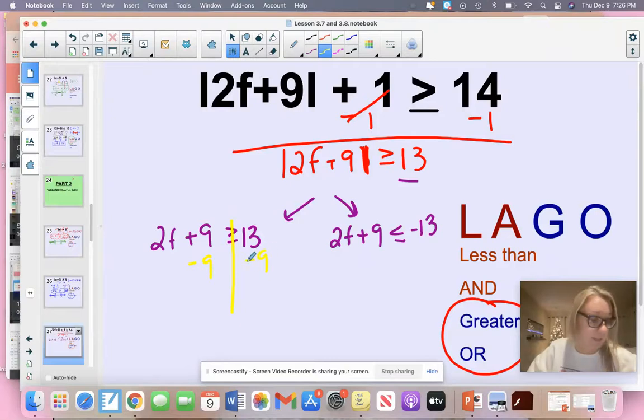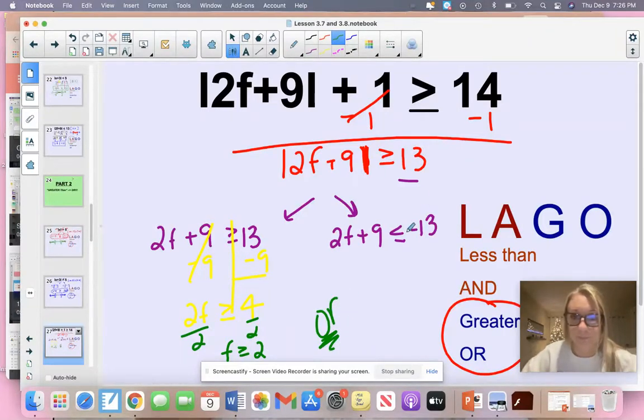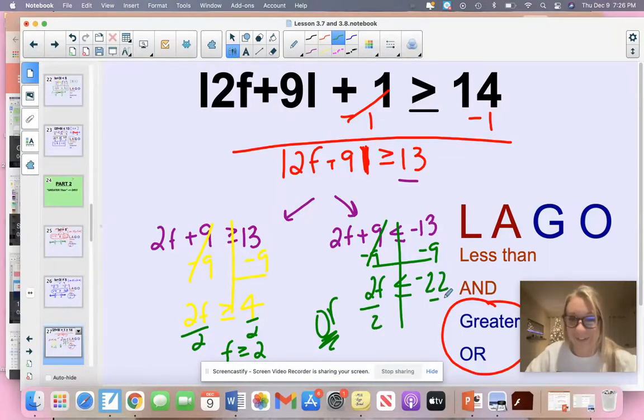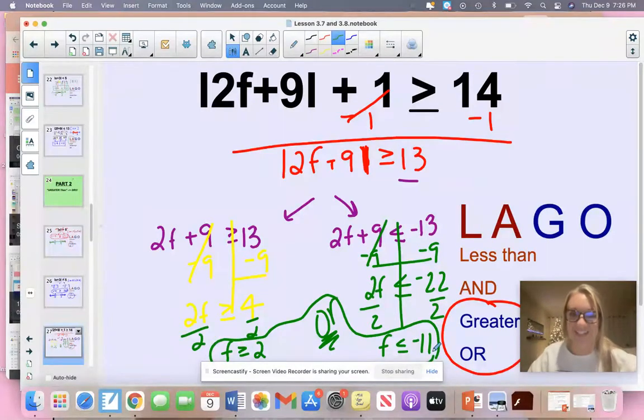So we've got -9, -9. 2f is greater than or equal to 4. Wow, that's a very obnoxious color. Divide by 2. So f is greater than or equal to 2. Or, now let's go solve this one. Take away 9, take away 9. 2f is less than or equal to negative 22. Divide by 2. And you get that f is less than or equal to negative 11. So here's our answer. Wow, very obnoxious. So f is greater than or equal to 2, or f is less than or equal to negative 11.